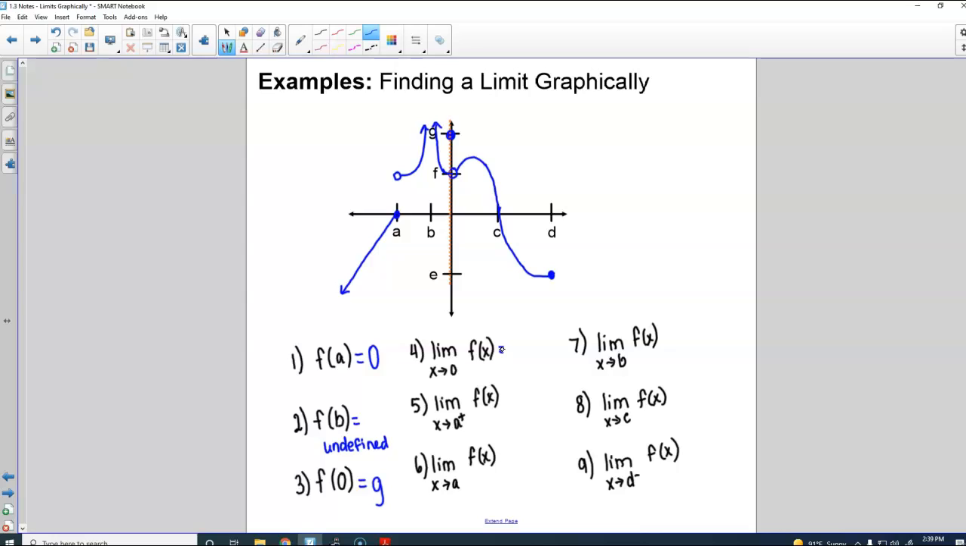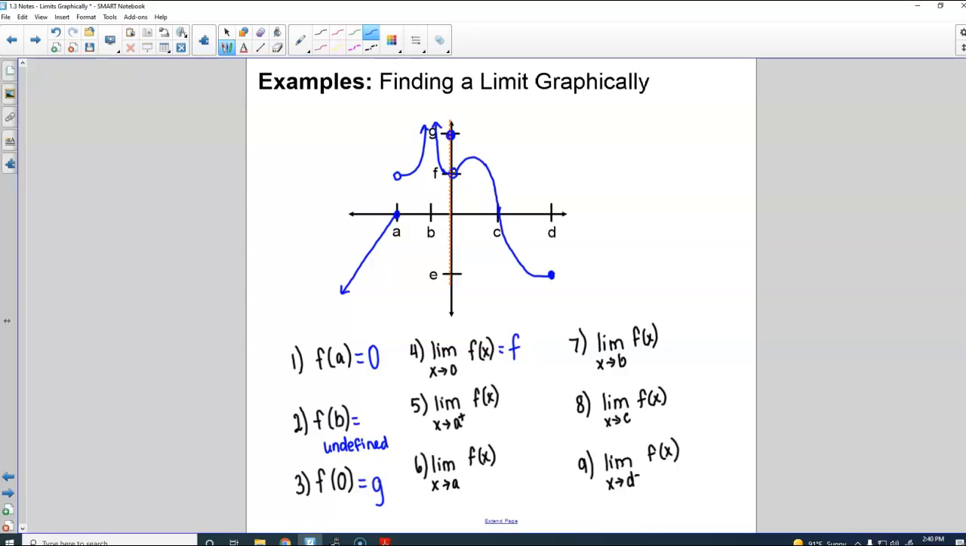All right, so let's see. Addison, what about number 4? What's the limit as x approaches 0 of f of x? It is f. Because from both sides, they meet right there at f. It doesn't matter that the colored in dots are up here. They're approaching f even though they don't actually get there.